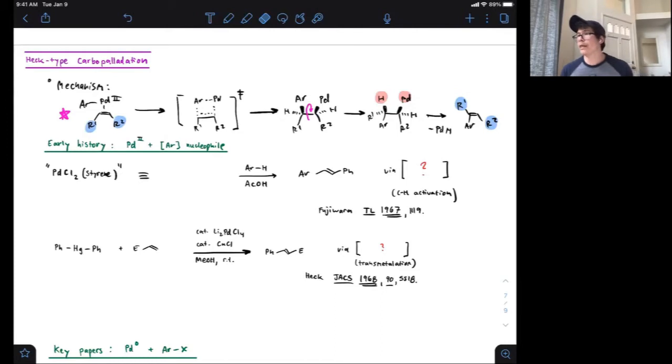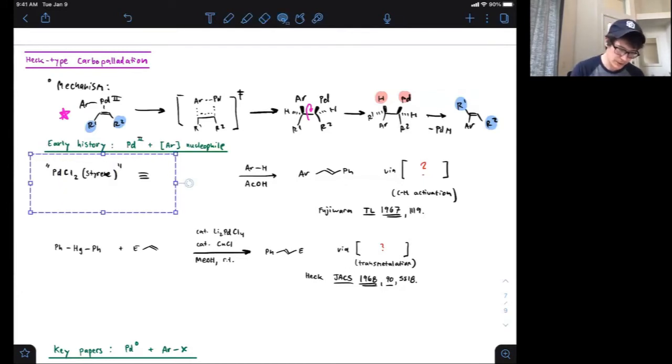Let's go then into some early history where this reactivity paradigm was first fleshed out. In the early days, the 60s and early 70s, the reports were pretty scattershot, to be frank. And so it took a while to put this all together into a really comprehensive framework.